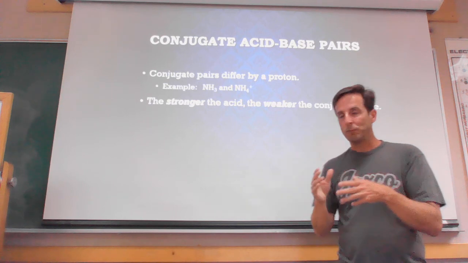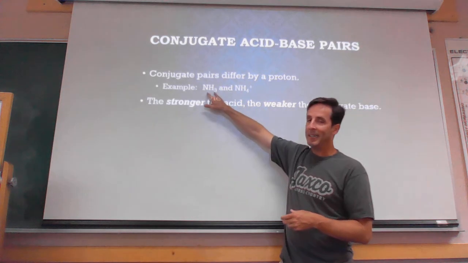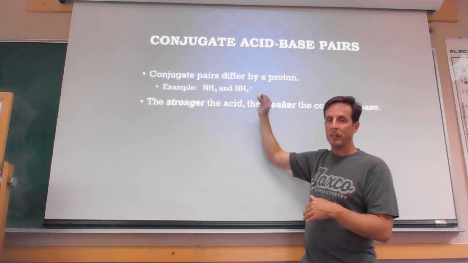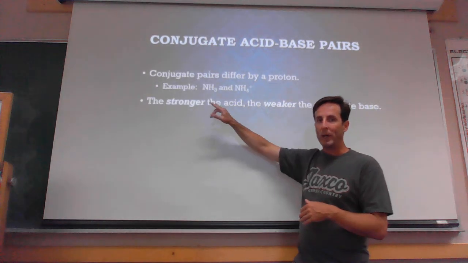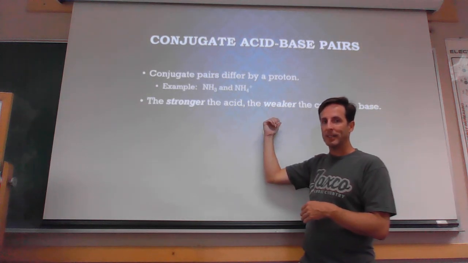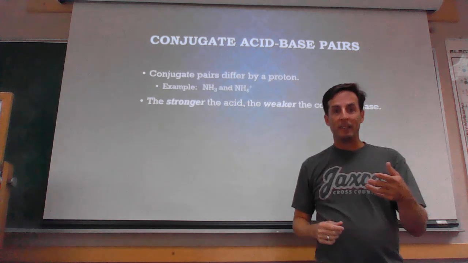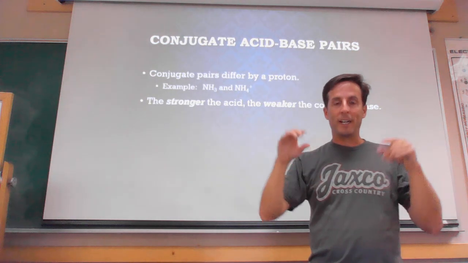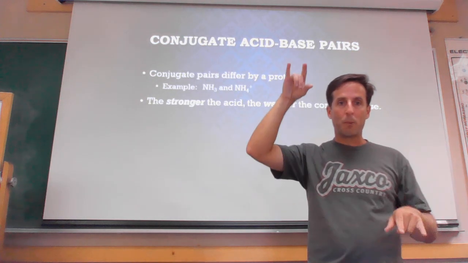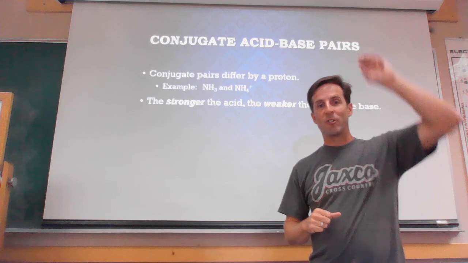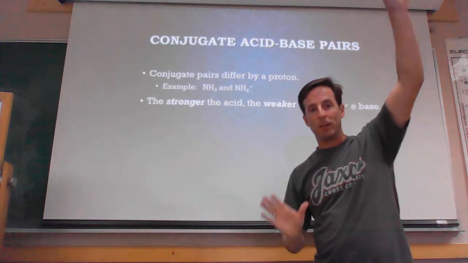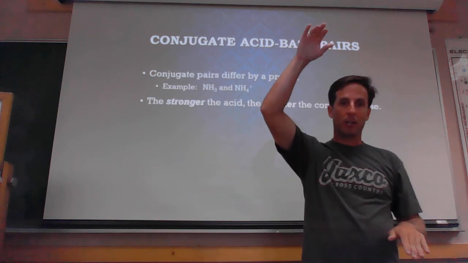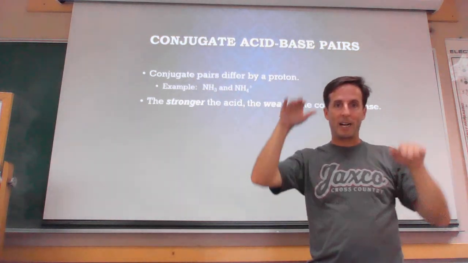Okay? So, if a base is weak, then its conjugate will be stronger. The weaker the base, the stronger the conjugate acid. If I have an acid, the weaker the acid, the stronger the conjugate base. Okay? So the strengths of a conjugate acid-base pair are inversely proportional to each other. A really strong acid will have an extremely weak conjugate base. A weaker acid will have a stronger conjugate base. Okay? So it's always a balancing act between those two things.